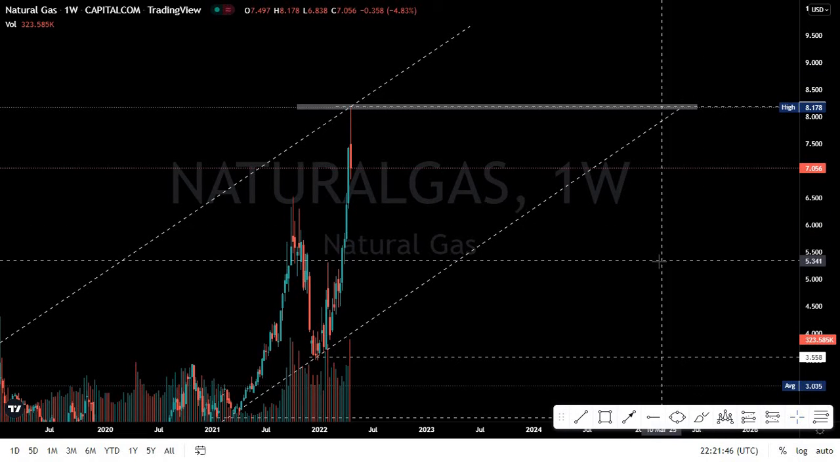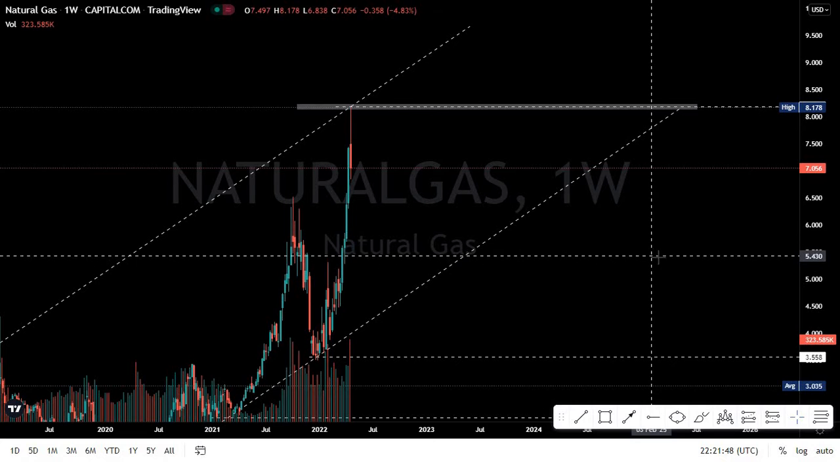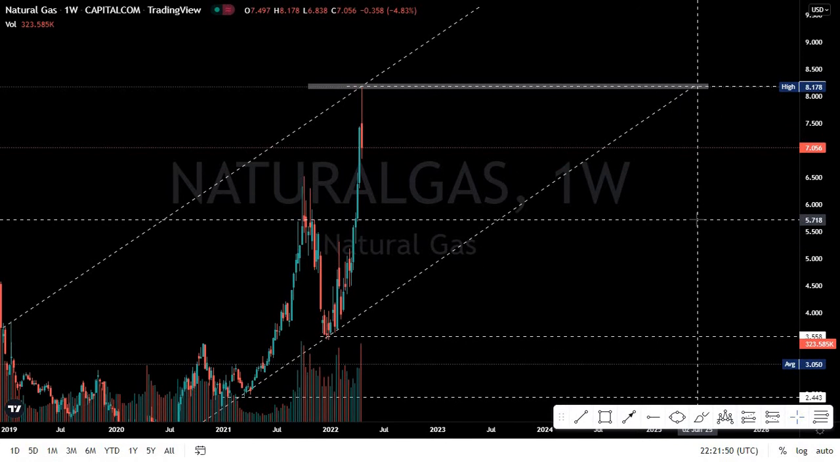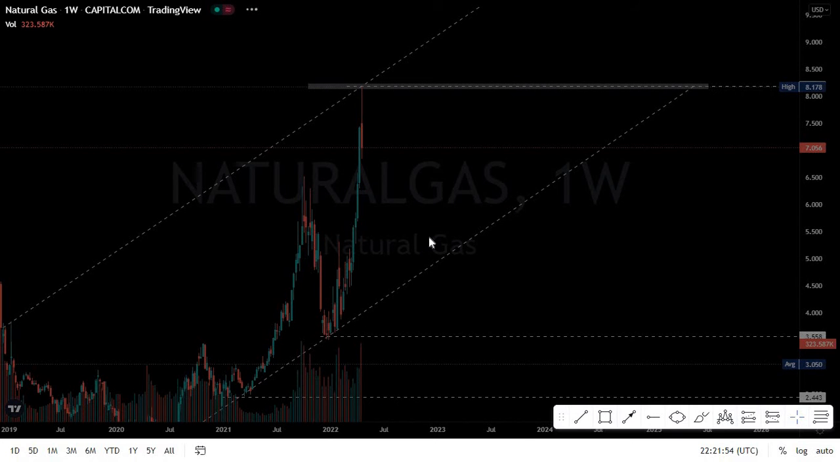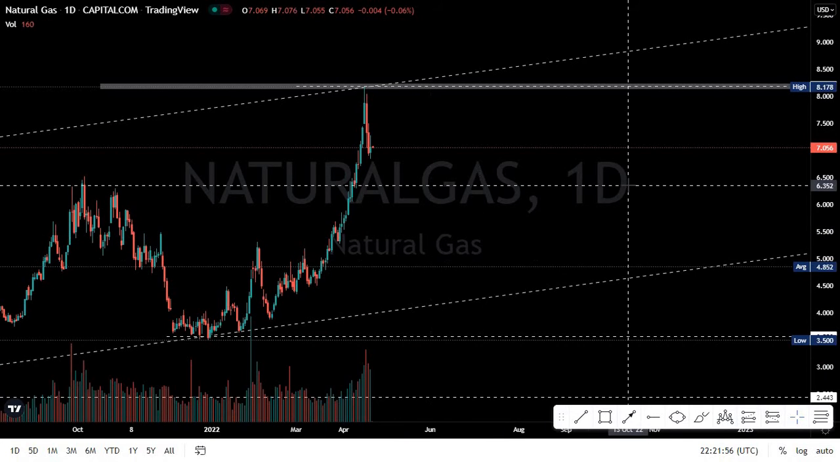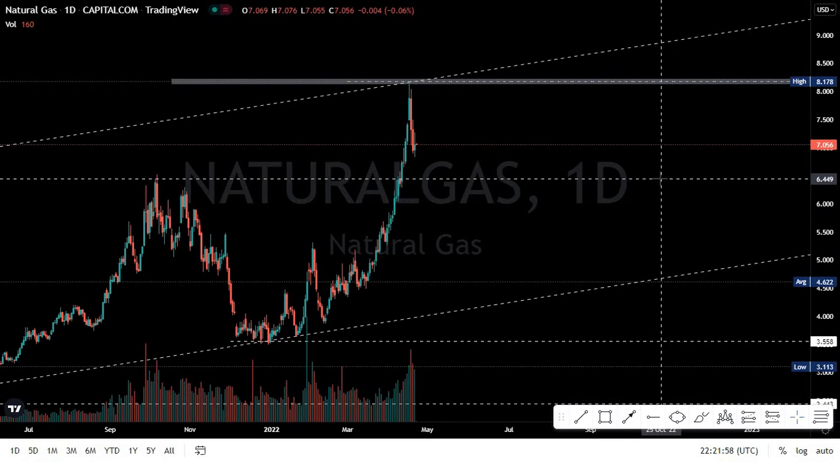And what do we do on the resistance zone? We look out for a selling opportunity. So now I'll move to my daily time frame. So this is my daily time frame.